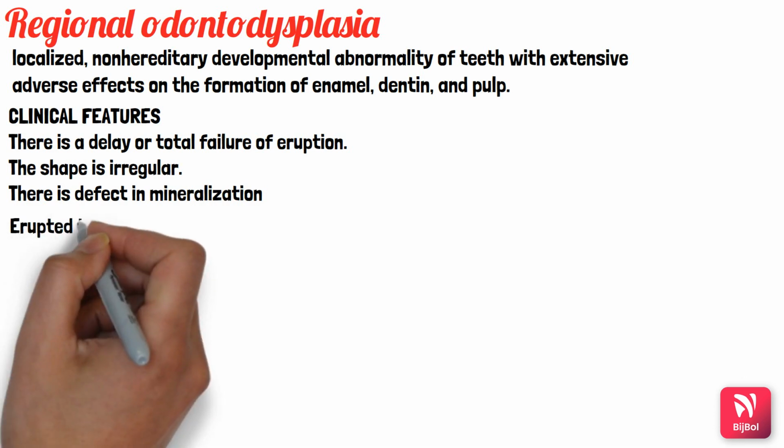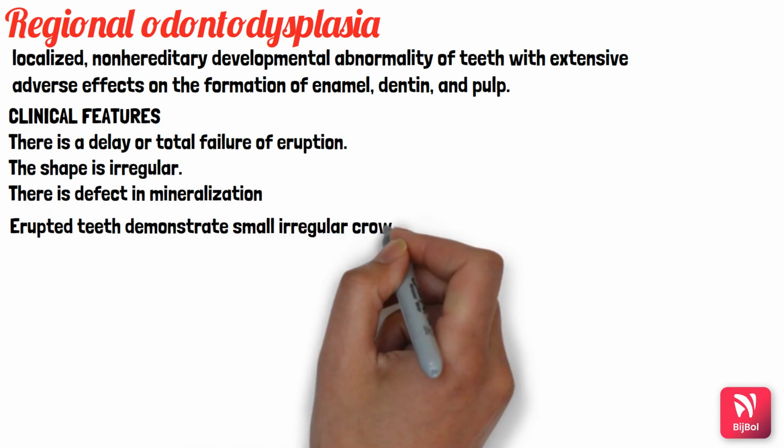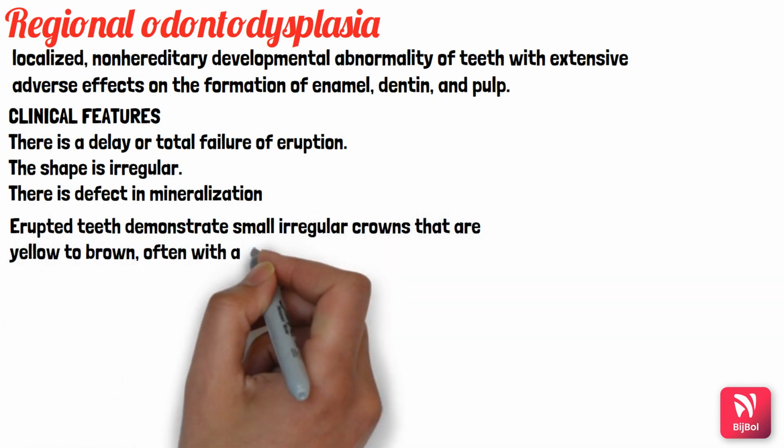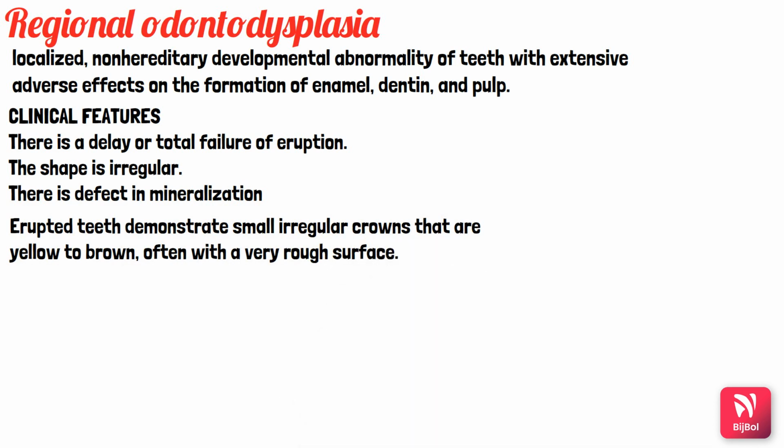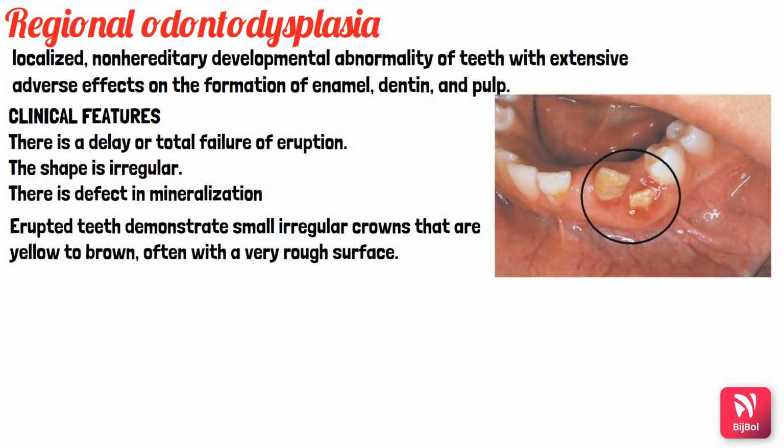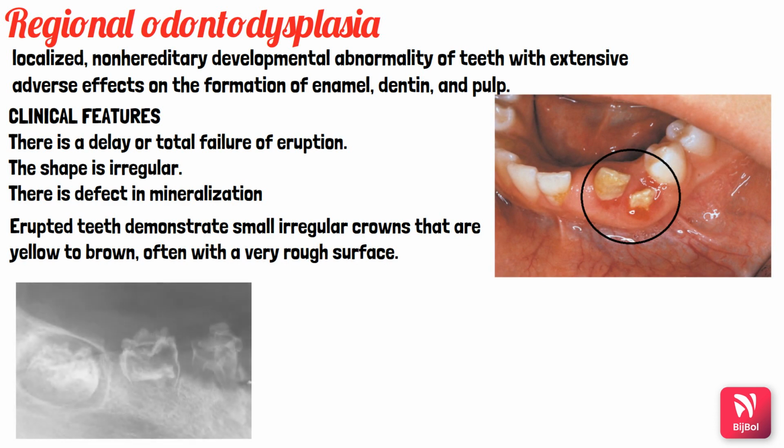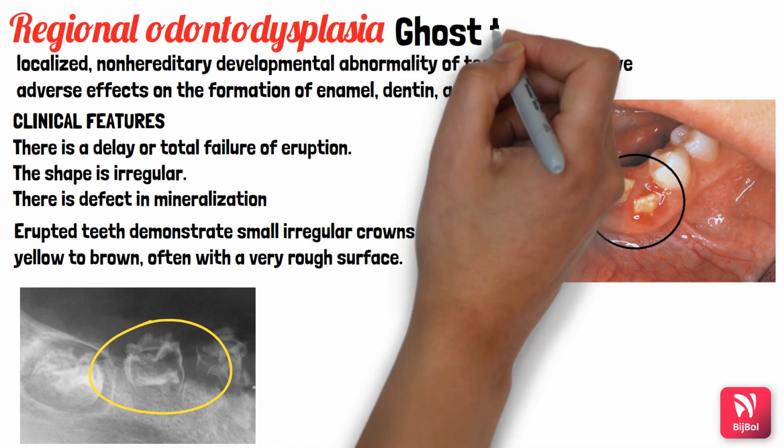Whatever teeth erupt will demonstrate small irregular crowns that are yellow to brown and often with a very rough surface. Here is a clinical picture of regional odontodysplasia, wherein some teeth demonstrate small irregular crowns and are yellow to brown in color. And if you see radiographic features, the altered teeth demonstrate extremely thin enamel and thin dentin surrounding an enlarged radiolucent pulp. With thin enamel and thin dentin, they have a wispy image, because of which these teeth are also called ghost teeth.